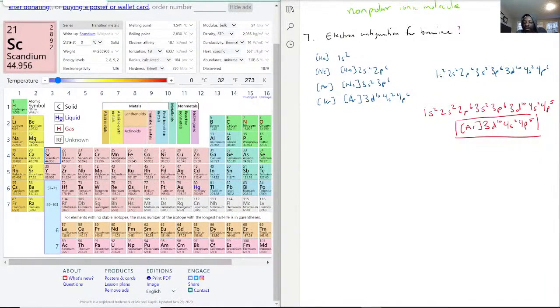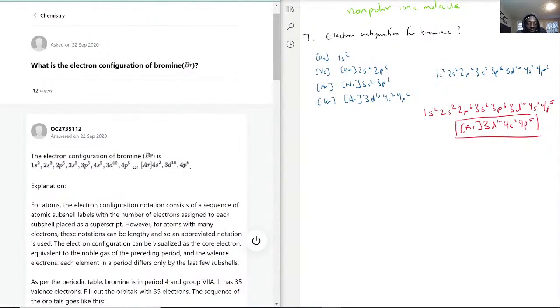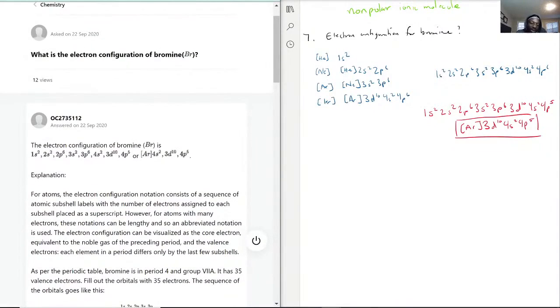Okay, so let's see how we did. Exactly, technically this is correct, but also incorrect, because you still want to make sure that you're always starting with the lowest electron shell number, which is the coefficient. So it should actually be 3d10 4s2 4p5.